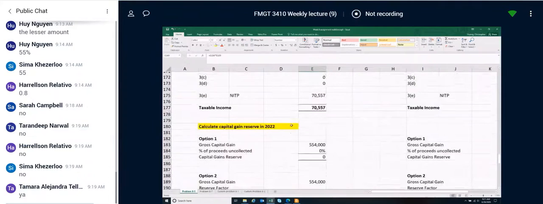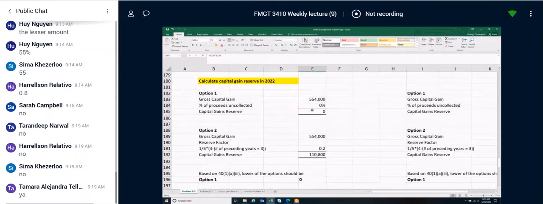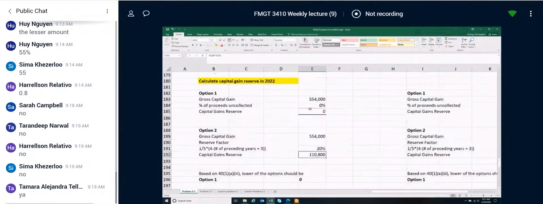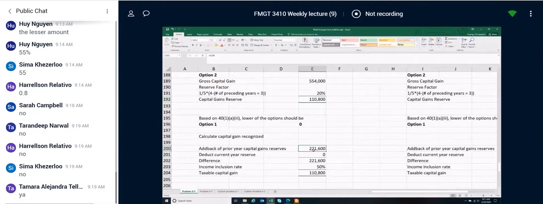Last year, you've collected everything, so now you're at 0. This has gone down to 20%. That's a small reserve, but 20% versus 0, well, 0 is going to win. So I had 221.6 reserved for last year, put it back into income, no reserve. Let's just tax the rest of this capital gain. And so now 50% of that is 110.8.